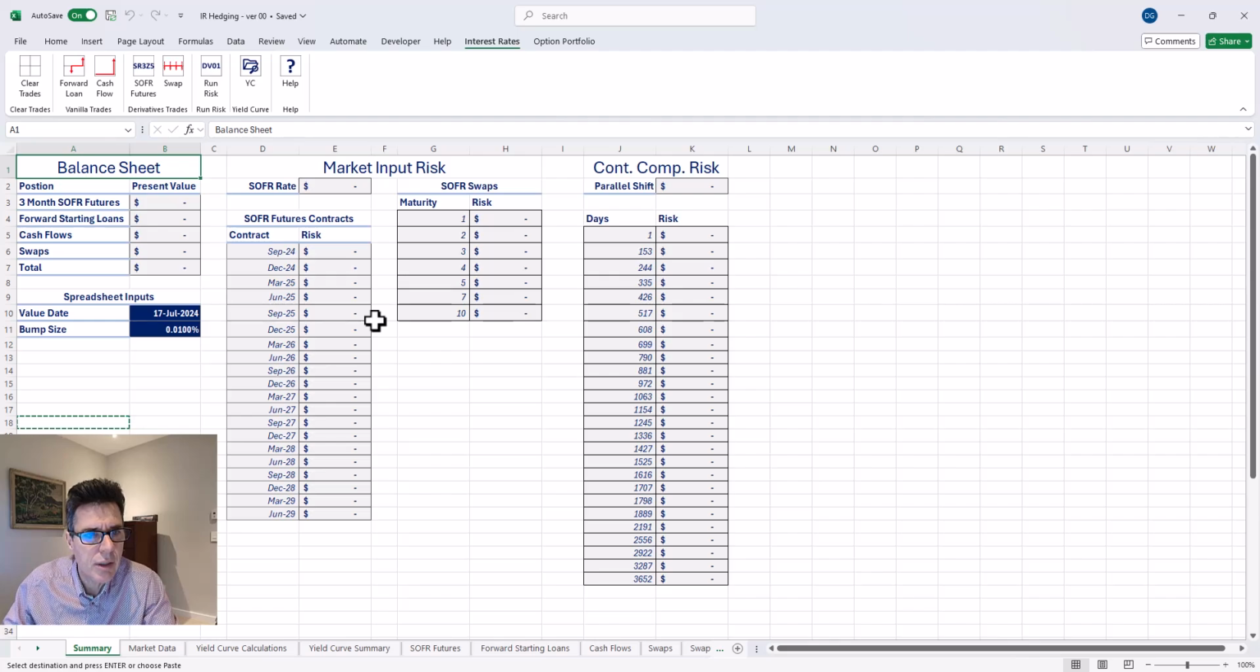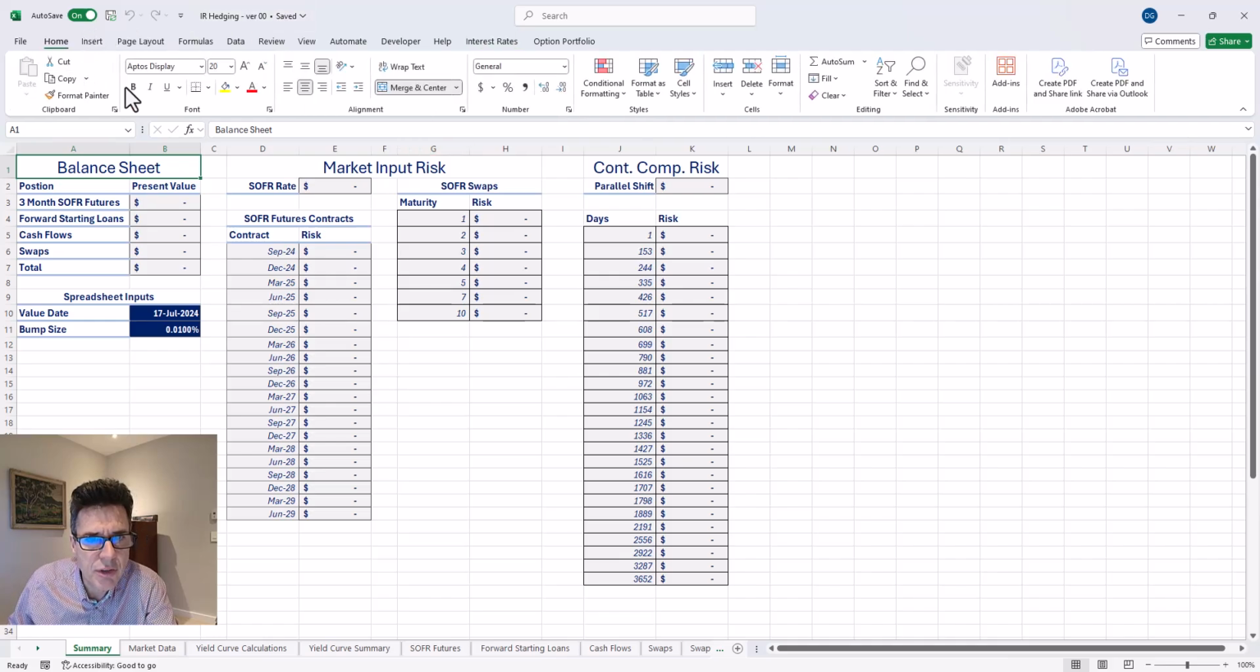In this video, we are going to use the interest rate hedging spreadsheet to look at hedging forward starting loans with 3-month SOFR futures contracts. There will be a link in the notes for this video to an introduction to the spreadsheet. So I'm going to assume you have seen that or know how that works.